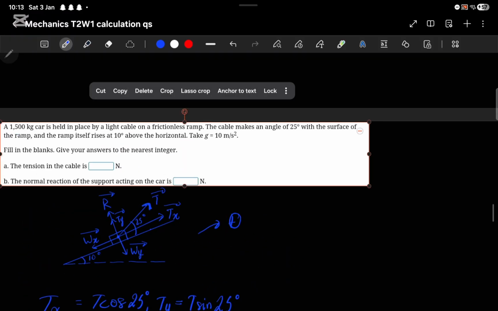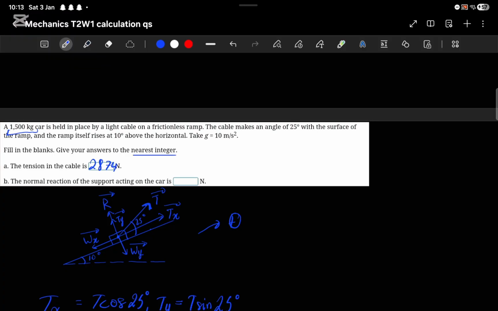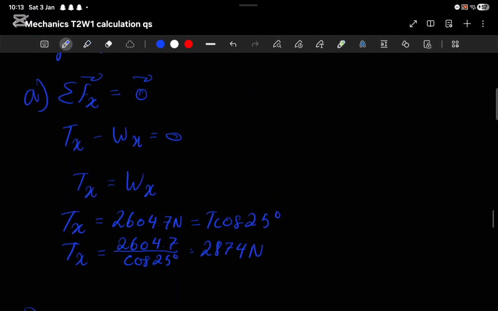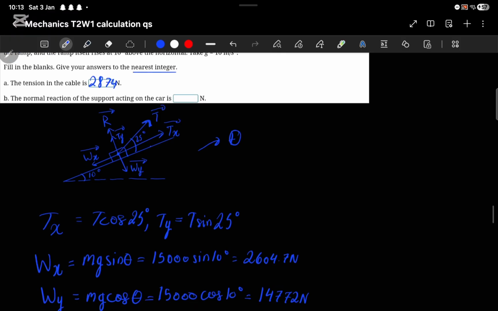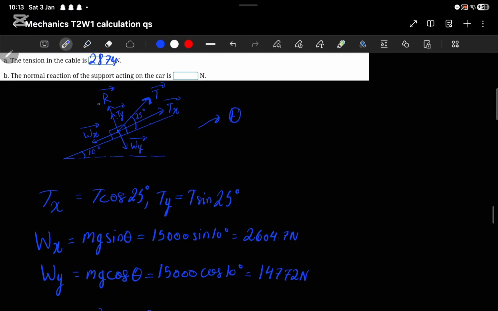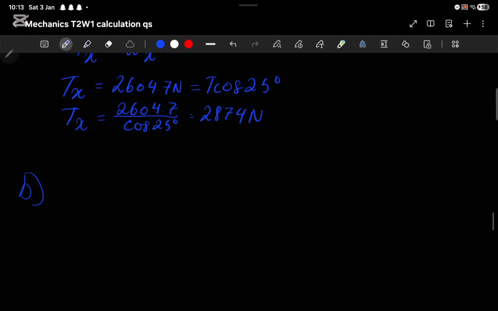The normal reaction of the support acting on the car is blank newtons. So they want the normal reaction. They want N or R, because it doesn't really matter whatever you label it as. So how do you find this? Very simple. You have on your y-axis Ty, R, and Wy, right? If you notice here on the free body diagram, R and Ty, the y component of the tension, are going upwards and Wy is going down. So we're going to say upwards is positive.